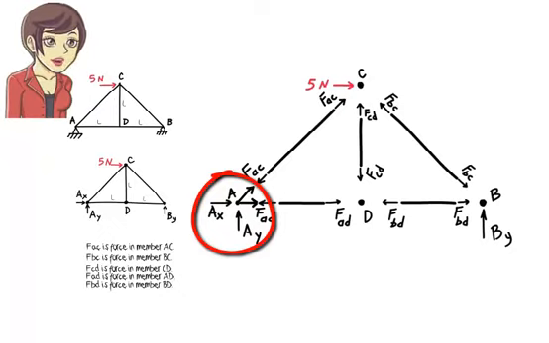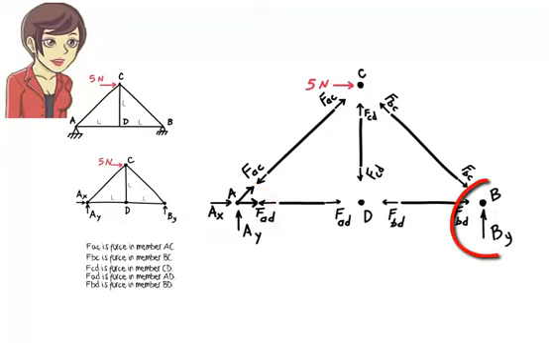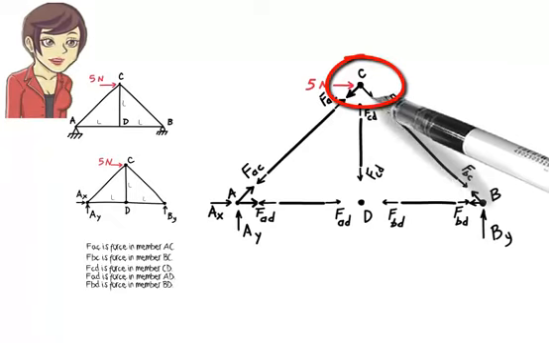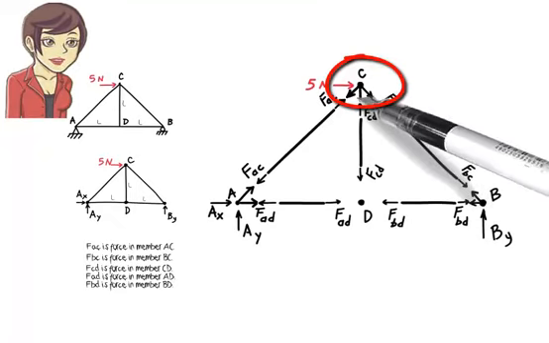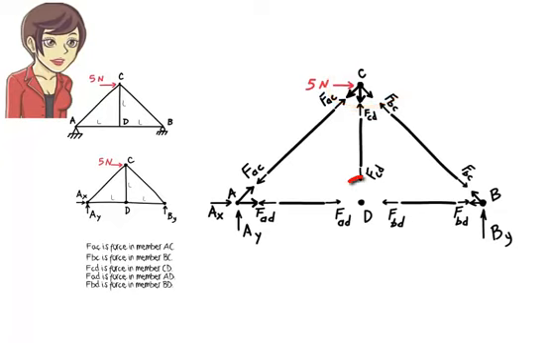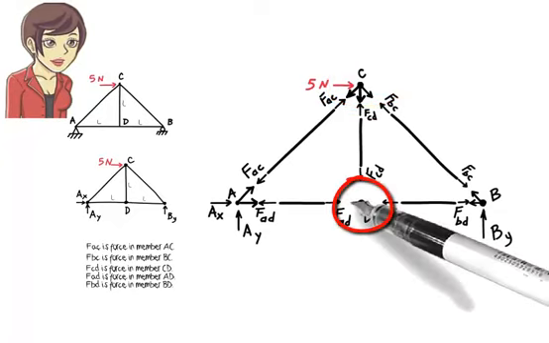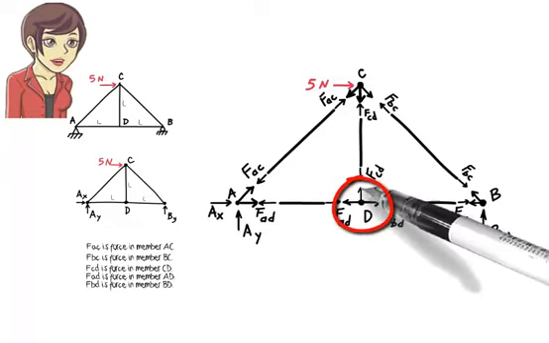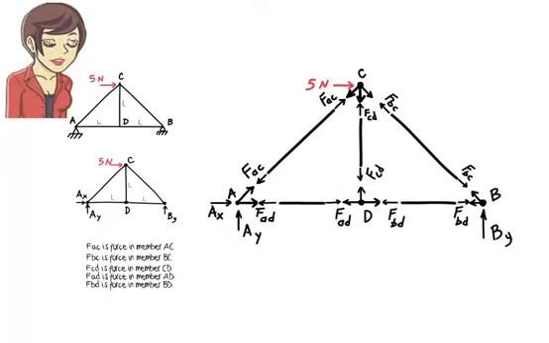This completes the free body diagram of joint A. At joint B, there are 2 member forces, the force in member BC and the force in member BD. Joint C has 3 member forces acting on it, the force in member AC, the force in member BC, and the force in member CD. At joint D, there are 3 member forces, FAD, FBD, and FCD. Now we have the complete free body diagram for each segment.